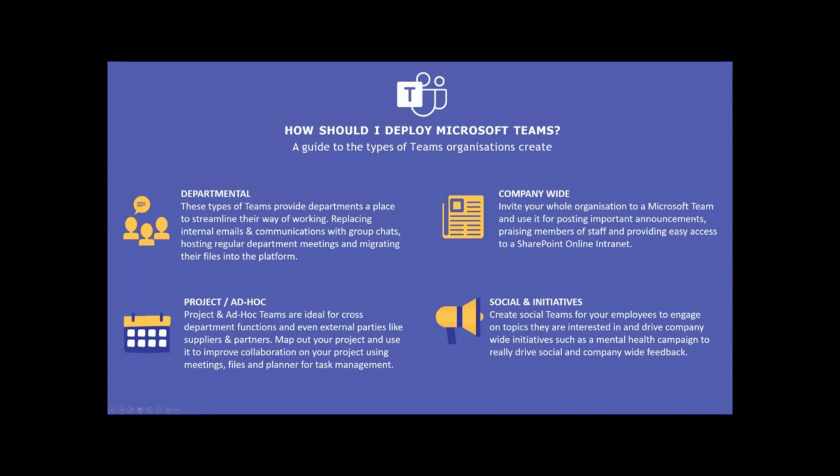Then finally, we have two types of teams which are more social based. We have a company-wide team. We use our company-wide team really effectively internally. This is where we look to do things like praise people. We connect it to our SharePoint intranet so we can share news and such. And then we've also got social and initiatives teams.